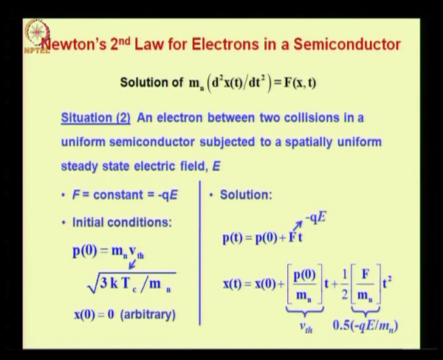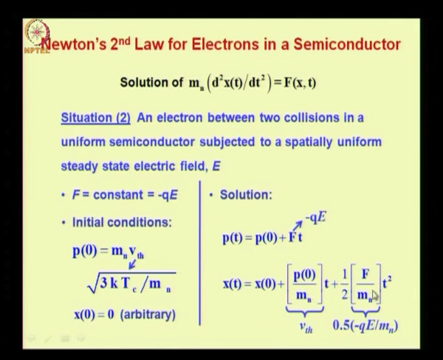Now what is the solution? When you integrate this equation the first time, you will get the momentum varying linearly with time. Okay. The force is contributing to the increase in momentum. The position of the particle on the other hand varies quadratically. So this is equal to x of 0 plus thermal velocity into t, that is nothing but p0 by mn into t, plus half of acceleration, force by effective mass, into t square. This is a familiar equation that we have come across in our school days.